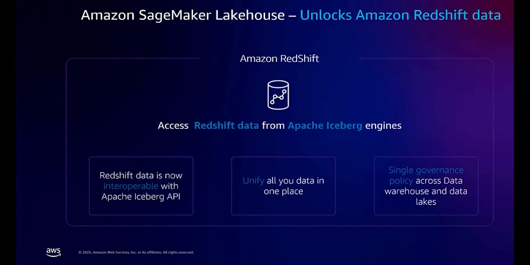Let's also talk a little bit about Redshift, right? You have your Amazon Redshift data sitting in the Lakehouse, and you can access the same Redshift data from Apache Iceberg engines. That means it's bringing a truly unified experience, right? Unifying all your data in one place. So Redshift data is also now interoperable with the Apache Iceberg API.